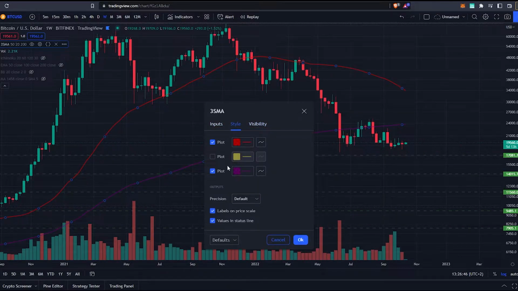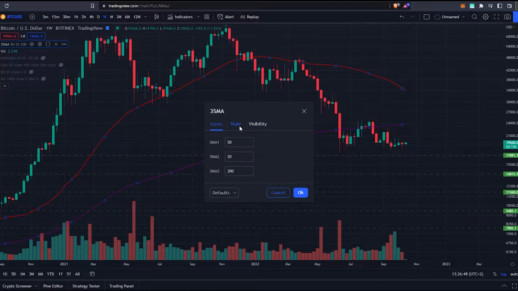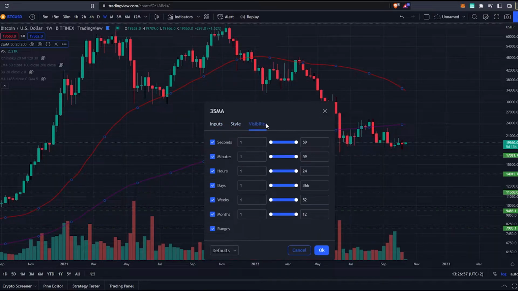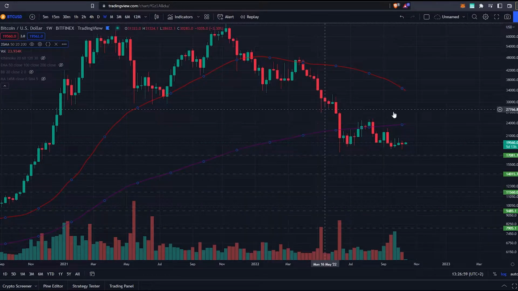You can also see that the middle one I have not put on, because I used to use 50, 100 and 200, but the 100 gave me a lot of mixed signals, so I decided to take that away from my analysis. So now I'm only using the 50 and the 200 moving average.